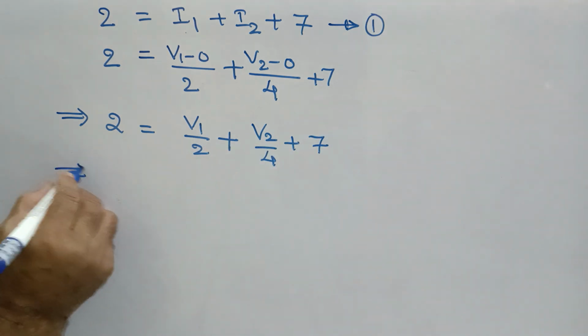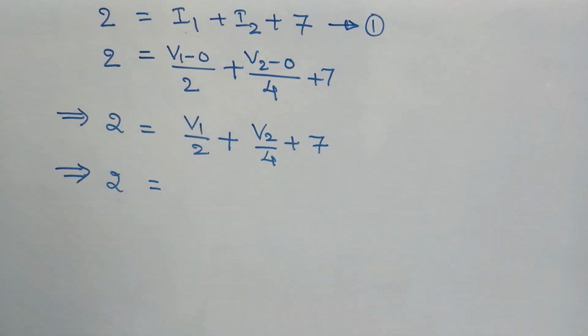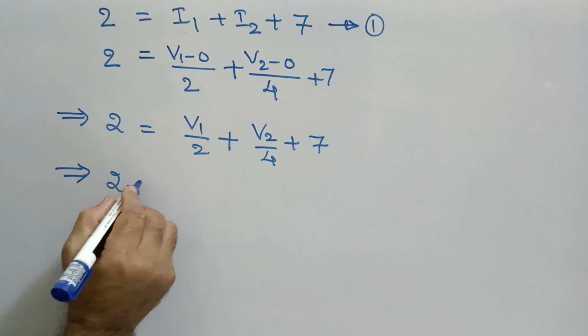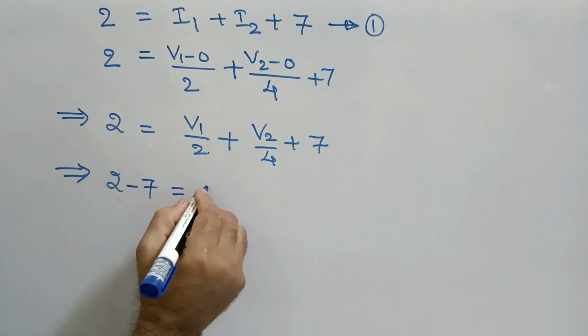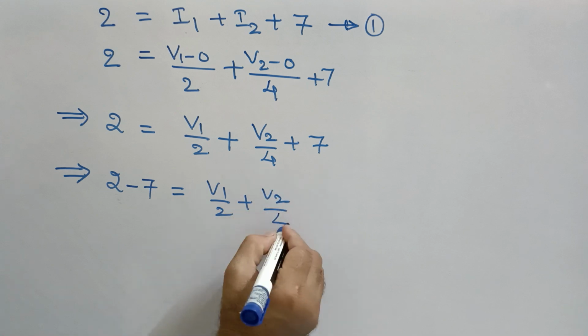And furthermore, what you can write is 2 equal to... otherwise, this plus 7 you can take to the left side, that is 2 minus 7. Then what you will get is V1 by 2 plus V2 by 4 on the right side.